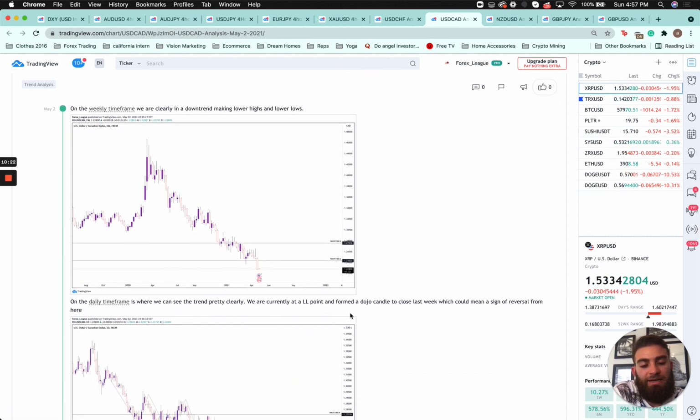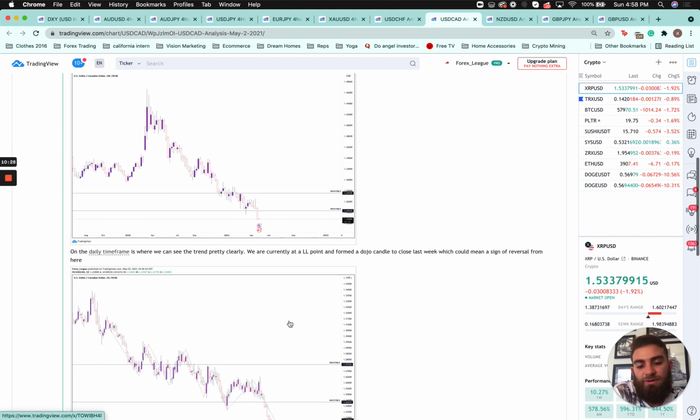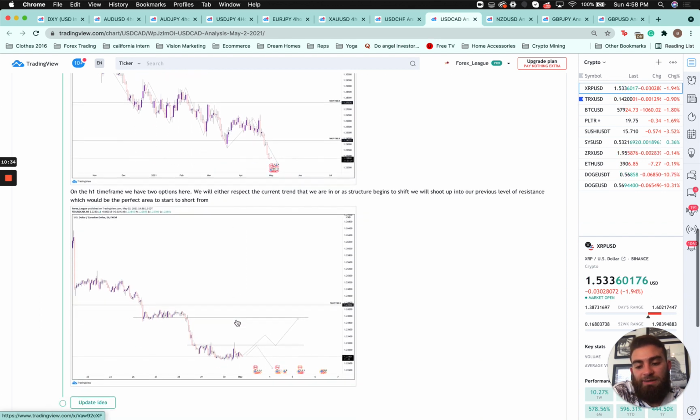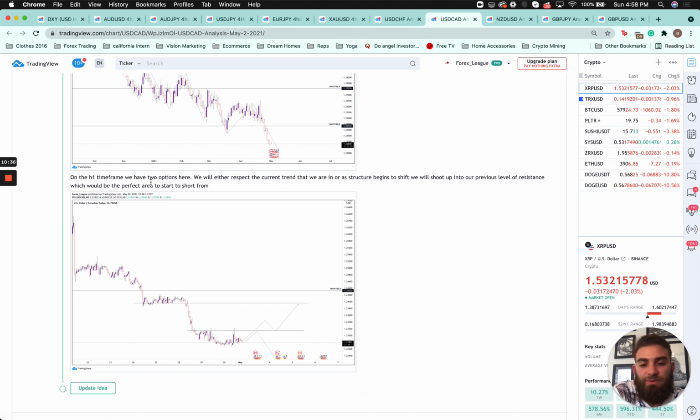We are currently at a lower low point and formed a doji candle to close last week, which could be a sign of reversal from here. So that was this. We had a doji form at the bottom, which could mean that pullback. But as I went to the 1 hour time frame, we have two options. We could either respect the current trend that we were in, or as structure began to shift, we'll shoot up into our previous level of resistance, which would be a perfect area to short from. So looking for shorts off of this level.